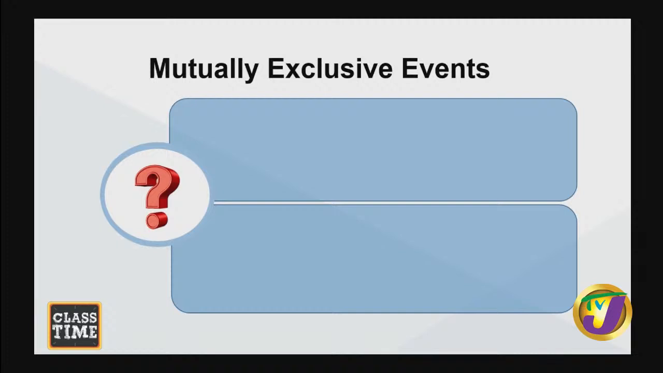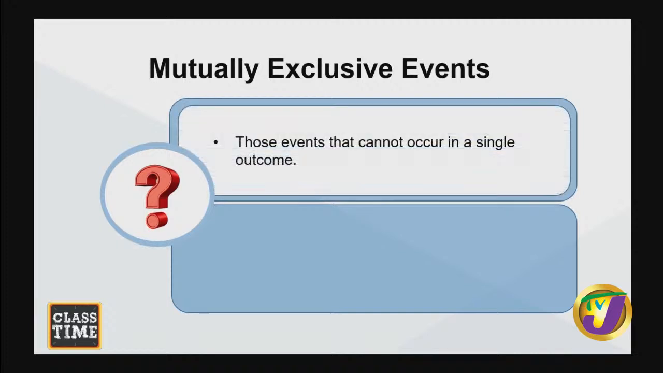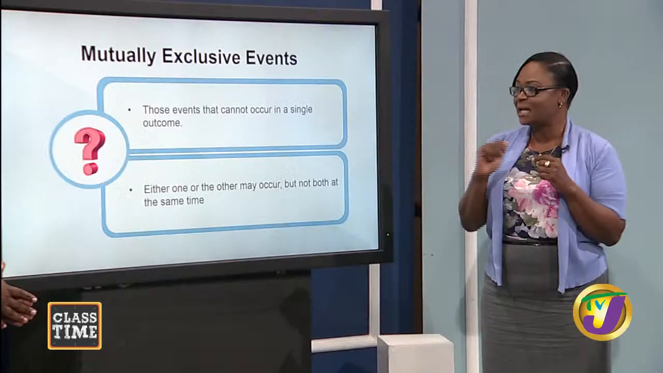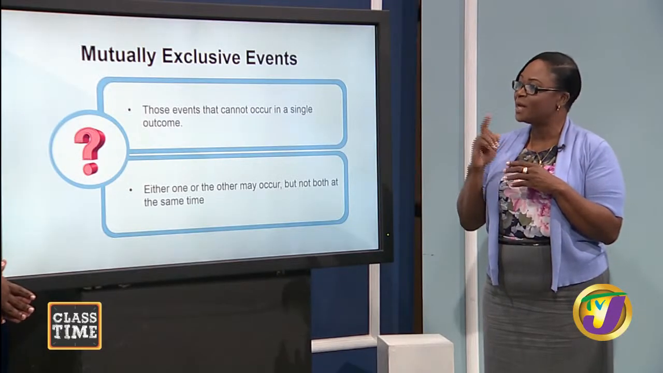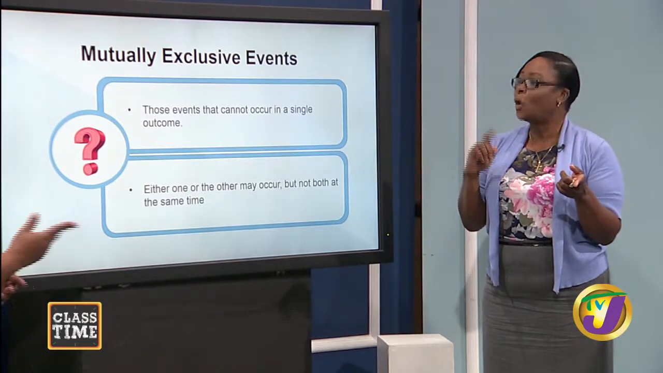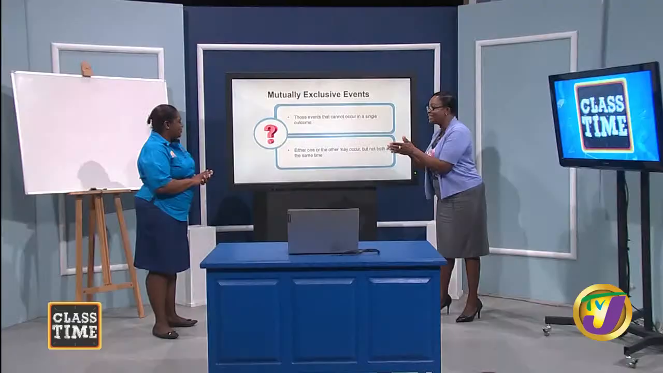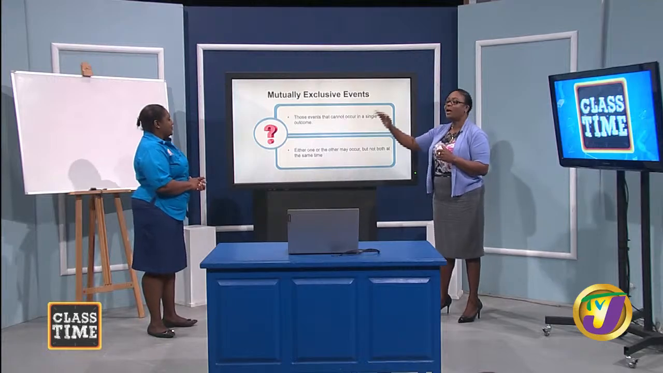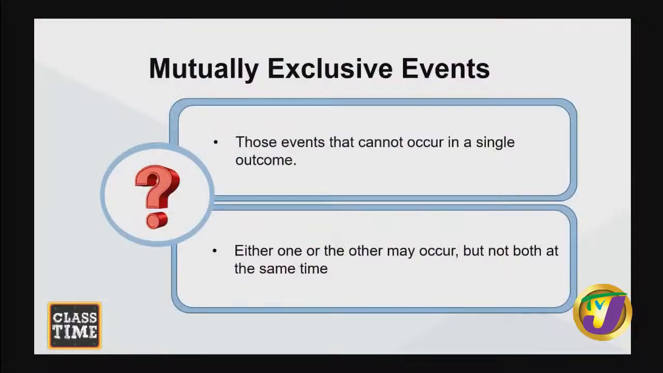And what are mutually exclusive events? Those are events that occur in a single outcome. Either one or the other may occur, but not both at the same time. When you toss the coin, you can either get the head or the tail, but you can't get heads and tail at the same time. That event would be one that we call mutually exclusive events.